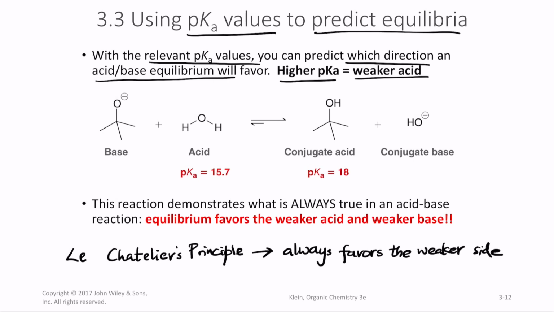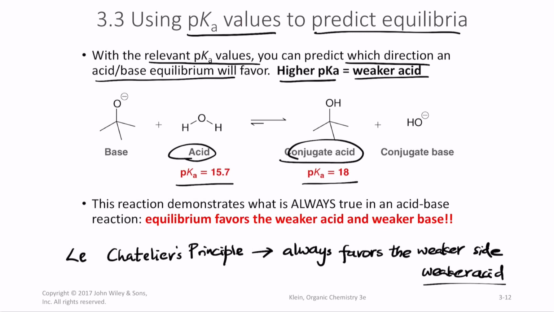So we know that the equilibrium always favors the weaker side. So which one is weaker here? The weaker side is the weaker acid. But how do you know which is the weaker acid? Always choose the acid and the conjugate acid. Always compare the acid and the conjugate acids and their pKa. Whichever has the higher pKa, that side is weaker. So remember this concept: the higher the pKa, the weaker the acid.